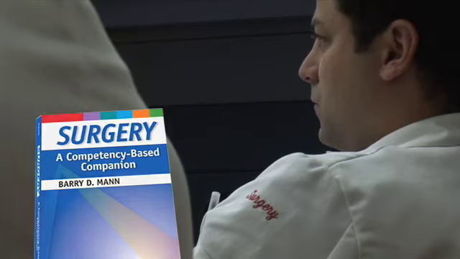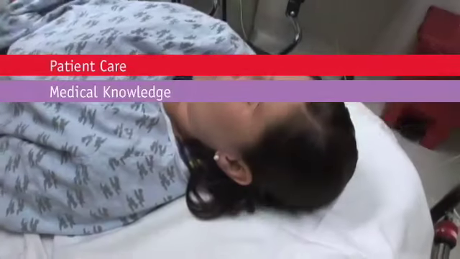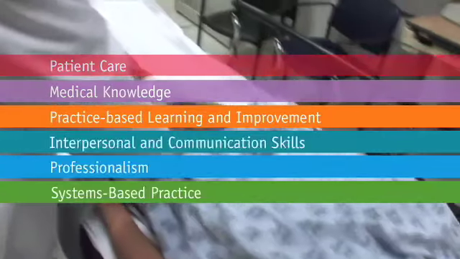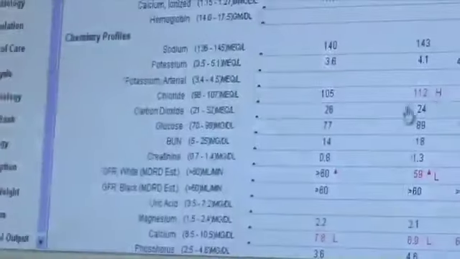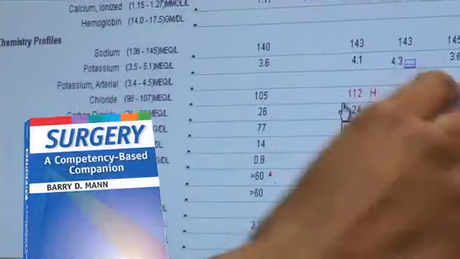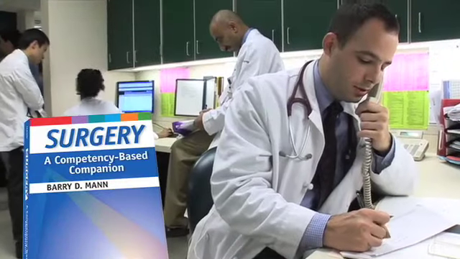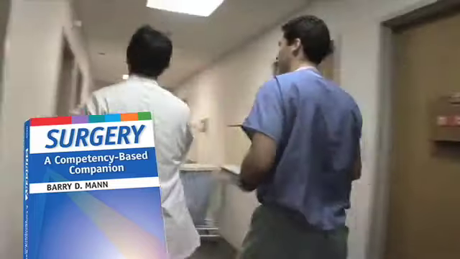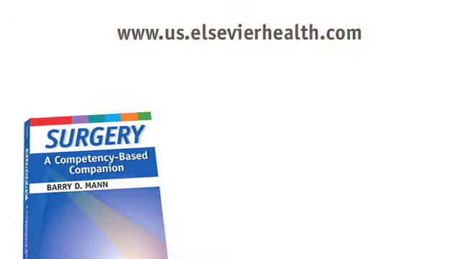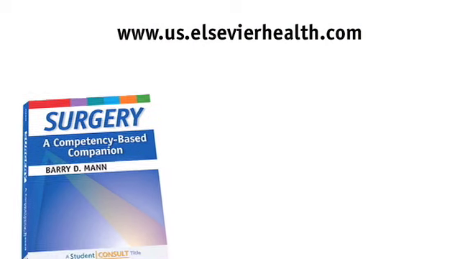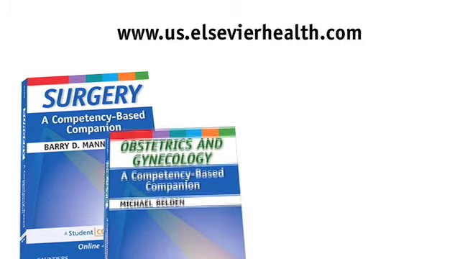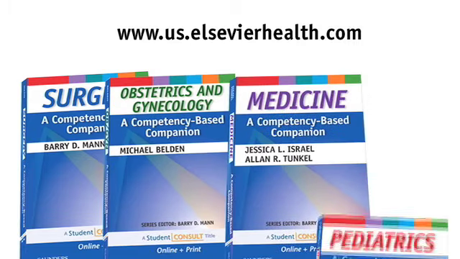Surgery, a competency-based companion, is the only textbook that teaches med students and residents how the 6 ACGME competencies are related to the practice of surgery. This book demystifies the complex nature of surgical thinking and brings medical education into the 21st century. Surgery, a competency-based companion, is the first in a series. Upcoming titles include obstetrics and gynecology, medicine, and pediatrics.